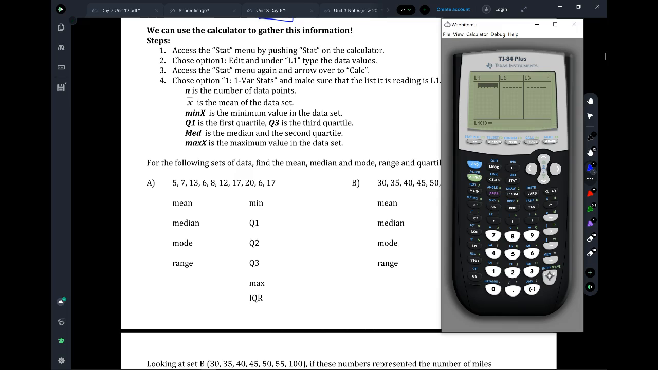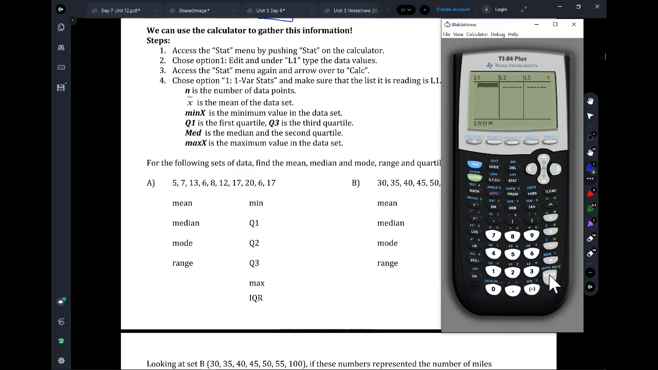Now I don't have anything in my list. But if I did have numbers in my list, what you would want to do is arrow up so that L1 is sort of darkened in. Press clear and then hit enter, and that should wipe out any digits or values that are in that list 1. You would have to do the same thing for L2 if there's anything in L2 and so on.